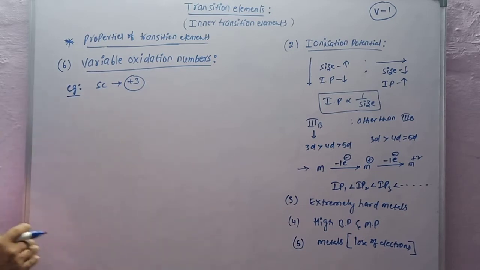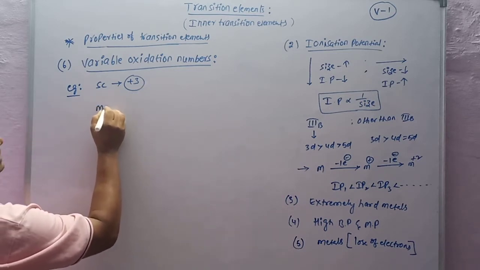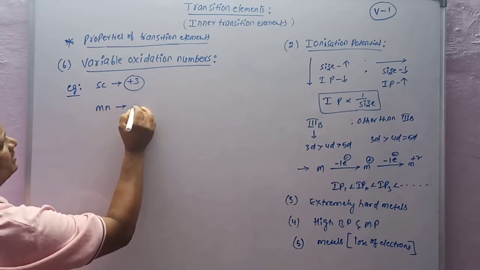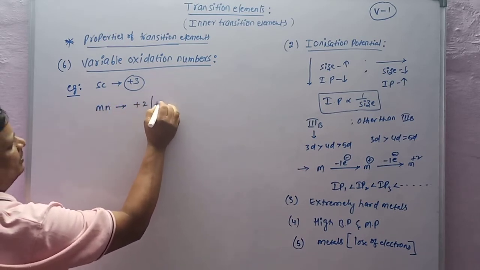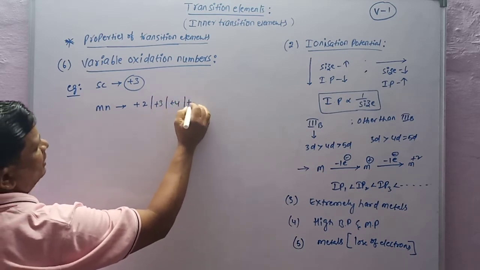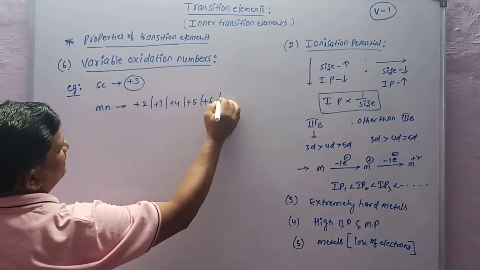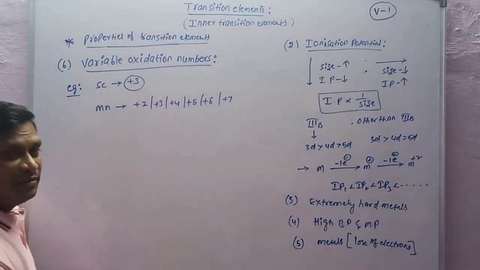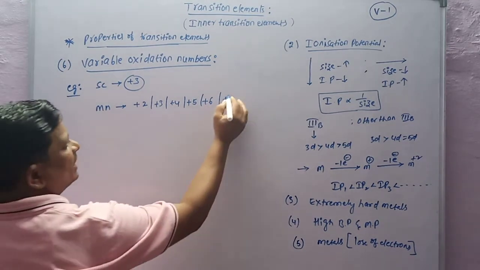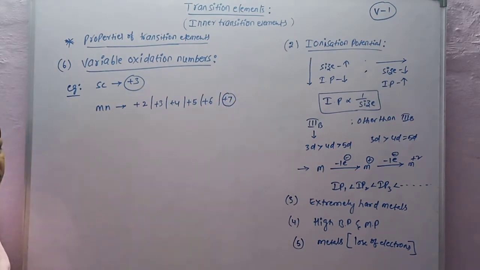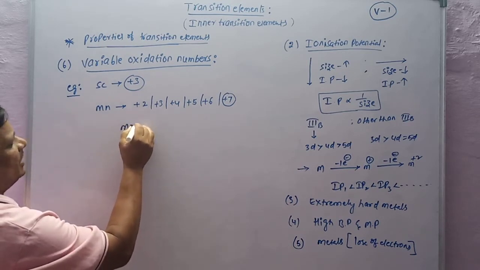For example, titanium exhibits +2, +3, +4 oxidation numbers. Vanadium exhibits +2, +3, +4, +5. Manganese exhibits +2, +3, +4, +5, +6, and +7 oxidation numbers. Manganese with +7 is the highest oxidation number.